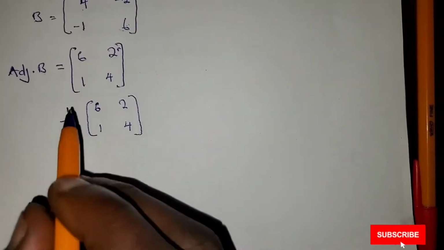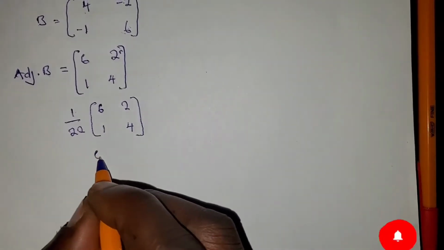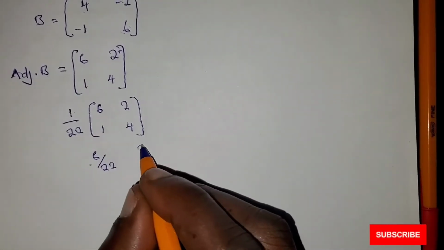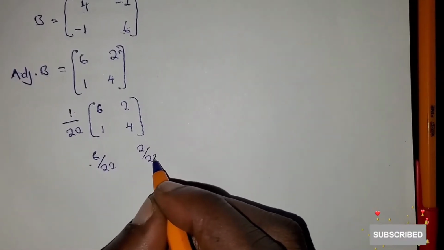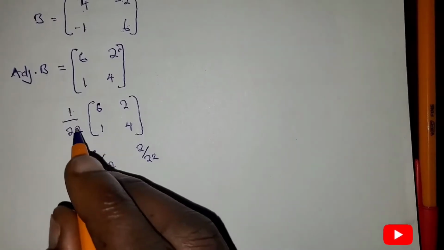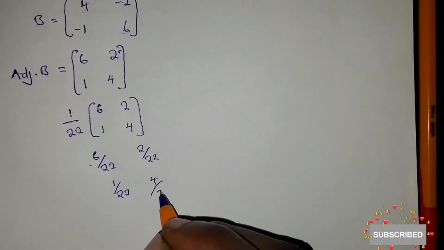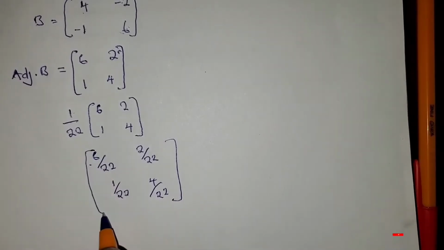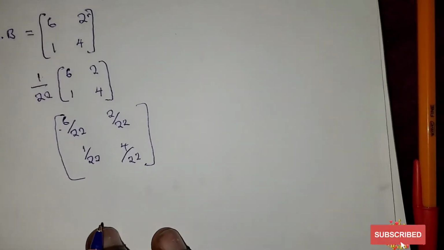Let's expand now. 1 times 6 is simply 6 over 22. 1 times 2 is just 2 over 22. 1 times 1 is 1 over 22. 1 times 4 is 4 over 22. Okay, then we can just reduce.